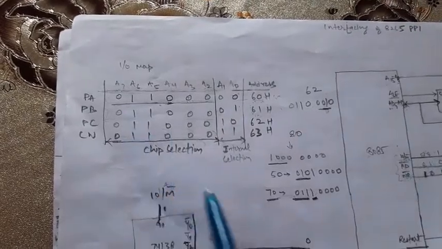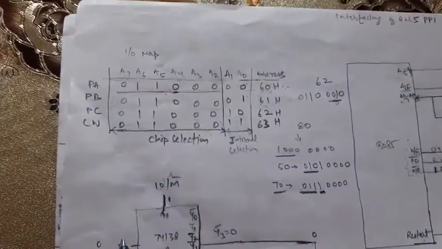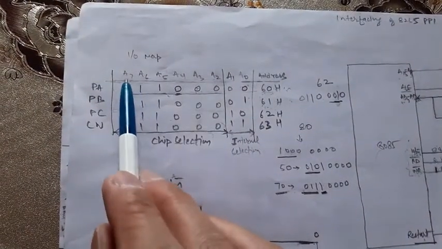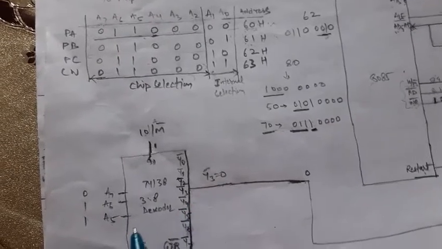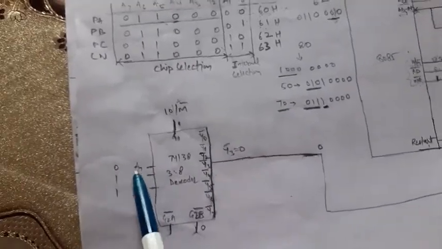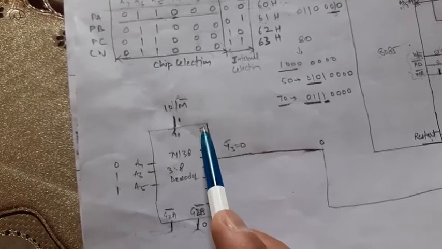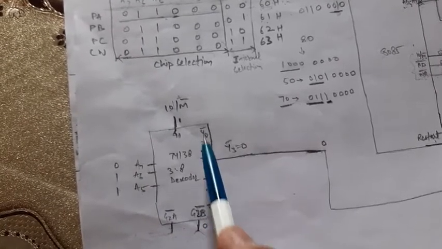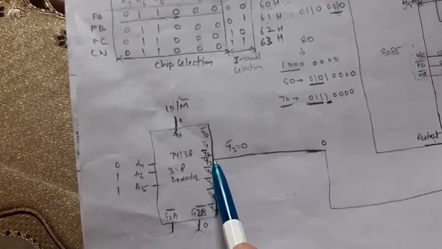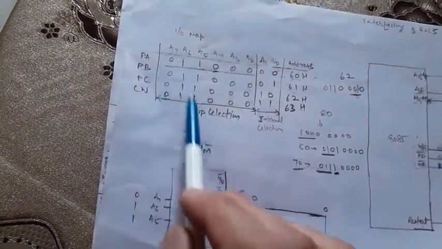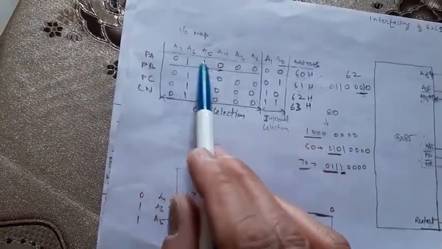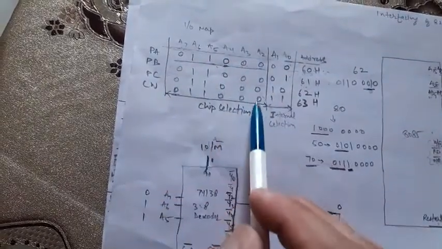As we did in the 8259, I will use the first 3 lines A7, A6 and A5 for selecting a particular signal on the decoder. Based on the value of these signals A7, A6, A5, any one of the 8 outputs will be selected. So what are the values of A7, A6, A5? 0, 1, 1. For all these 4 addresses these values are the same, 0, 1, 1, 0, 0, 0. See here, in all four addresses these values are the same, only these values are differing.